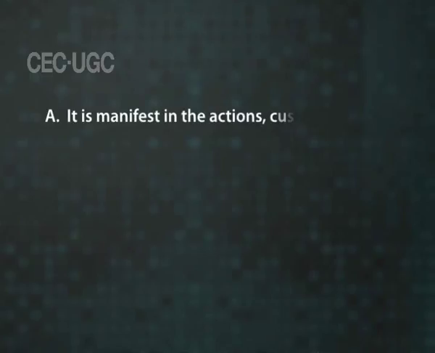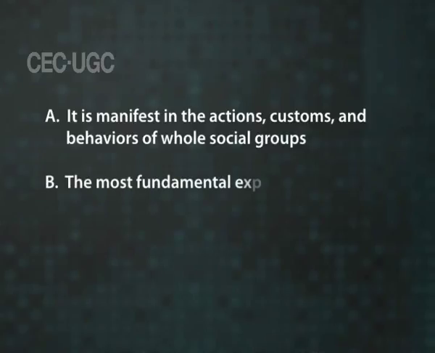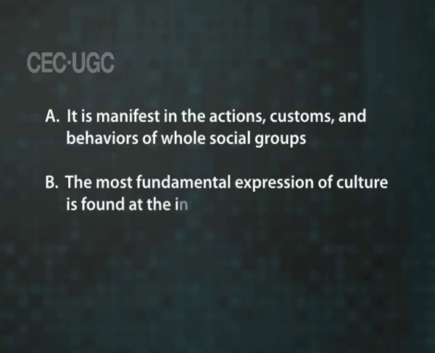Culture, according to sociology, can be found at two levels. A. It is manifest in the actions, customs, and behaviors of whole social groups. B. The most fundamental expression of culture is found at the individual level. Both these levels are important for the continuity of the culture. The individual expression of culture occurs with the help of multiple agents. In other words, this is done only after an individual has been socialized by its parents, family, extended family, and extended social networks. Socialization contains processes of learning and teaching.